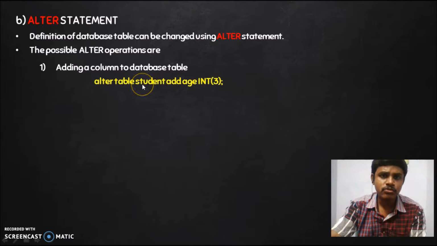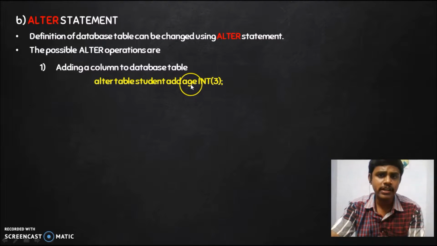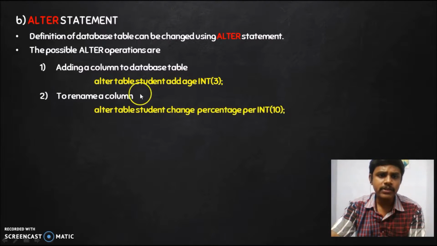Here I have considered a student table. To the student table I am adding an extra column called age, which is of type integer. The second operation is that we can also rename a column of the existing table. To do this, we can use alter table, table name, along with the change keyword, the previous column name and the new name that you are providing now along with its data type.